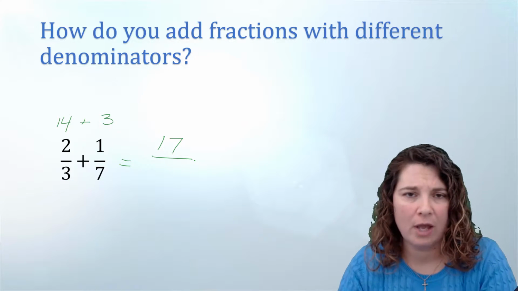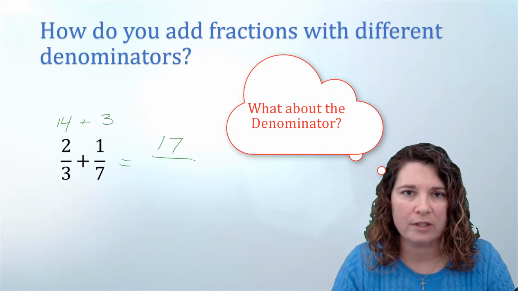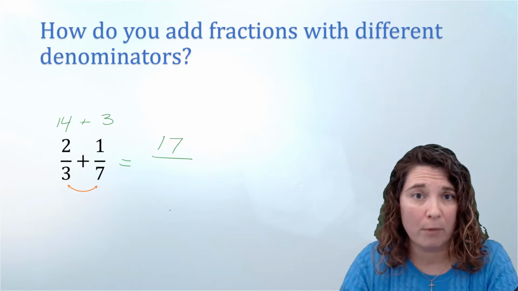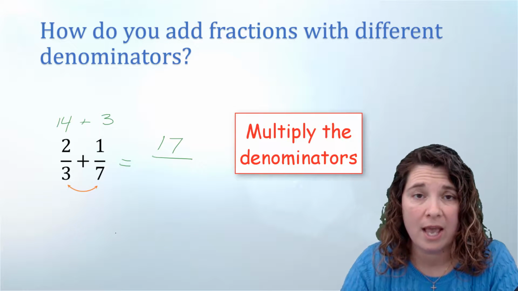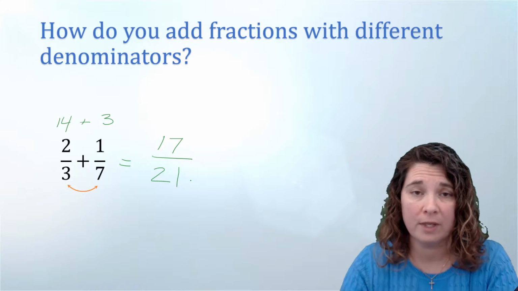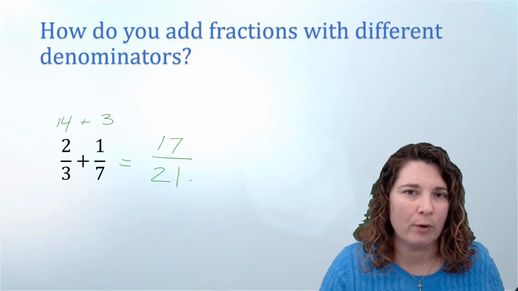Then how do I come up with my denominator if I'm not using the least common denominator technique? Here, we're just simply going to multiply the denominators 3 and 7. So 3 times 7 is 21. And this is our answer. Let's try another example.